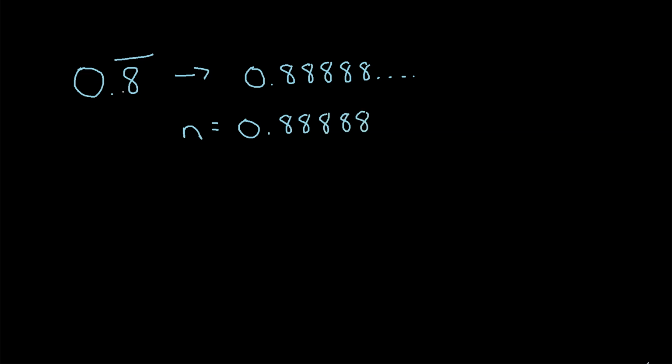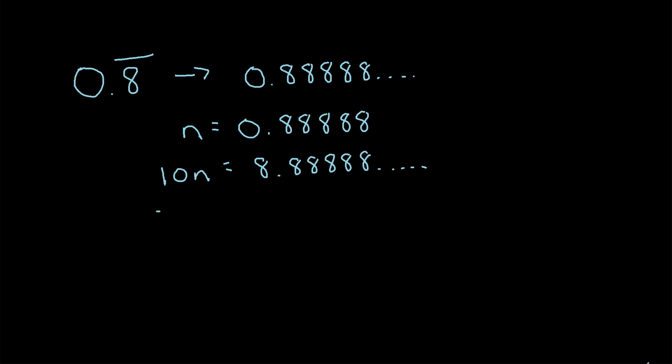We need to ask ourselves, how can we move this decimal place beyond the repeating bar? Well, if we multiply this by 10, that would move it beyond the bar, and it would be 8.8888. So 10n, if we multiply n by 10, is equal to 8.8888, on and on and on. Then we ask, what do we need to subtract from this 8.8888 in order for all of these repeating 8s to be subtracted away?